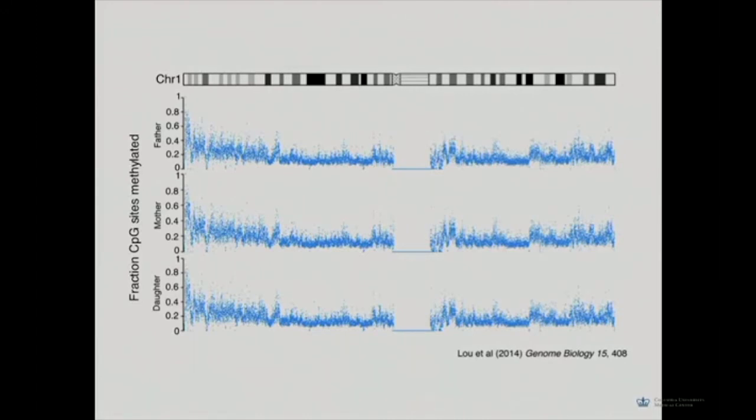And again, if you look closely enough, you can find some age-dependent differences, but they're very, very small. That's the problem with these extremely large data sets. There's a huge multiple hypothesis testing problem. But everything tells us that methylation patterns are established in the germline and transmitted with rather few changes throughout all tissues.